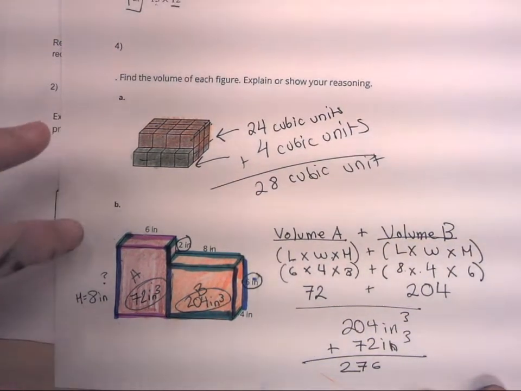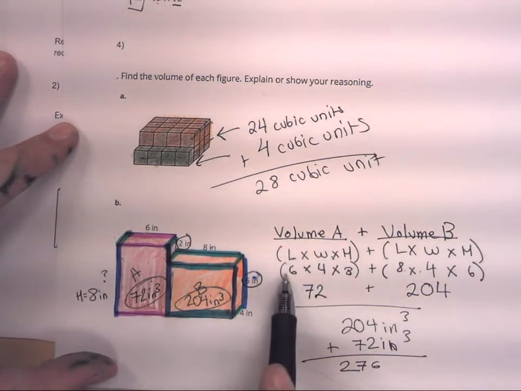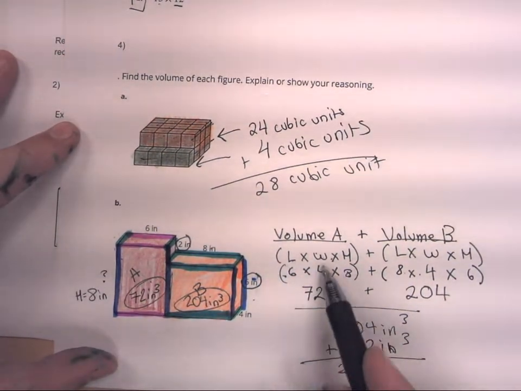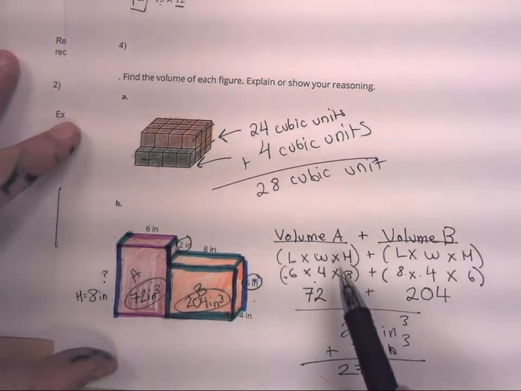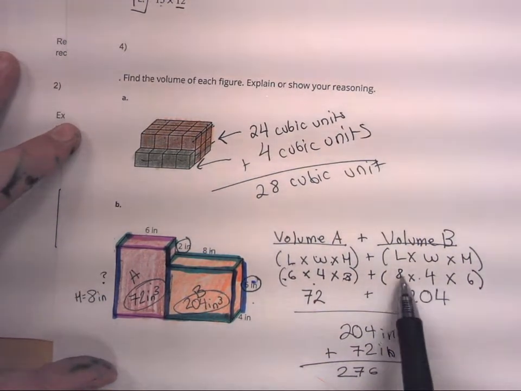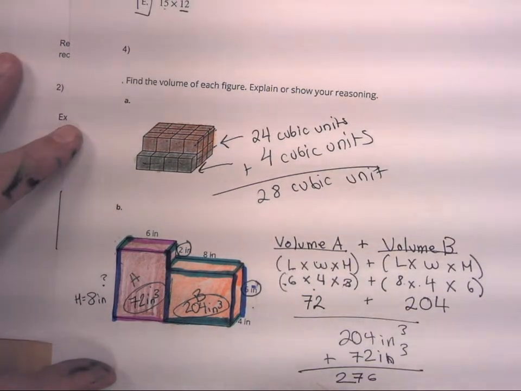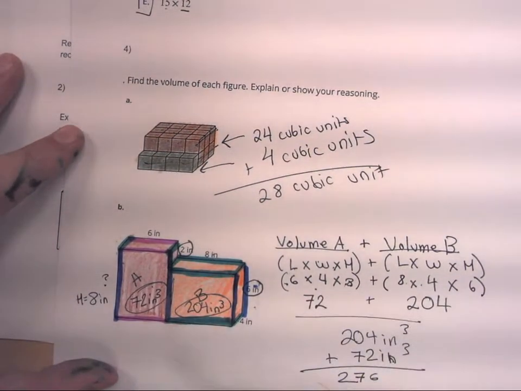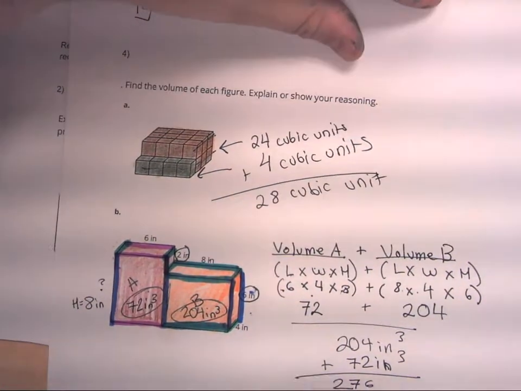I'm going to go over and see if I have the correct length, width, and height. So for A, the length is 6. Okay, that checks out. The width is 4. That checks out. And the height is 8. Okay, so that checks out. All right, let me check my dimensions for B. So 8 is the length. Okay, we know the width is 4. And then the height would be 6. Okay, so I have my dimensions labeled correctly, but maybe I might have made a multiplication mistake.